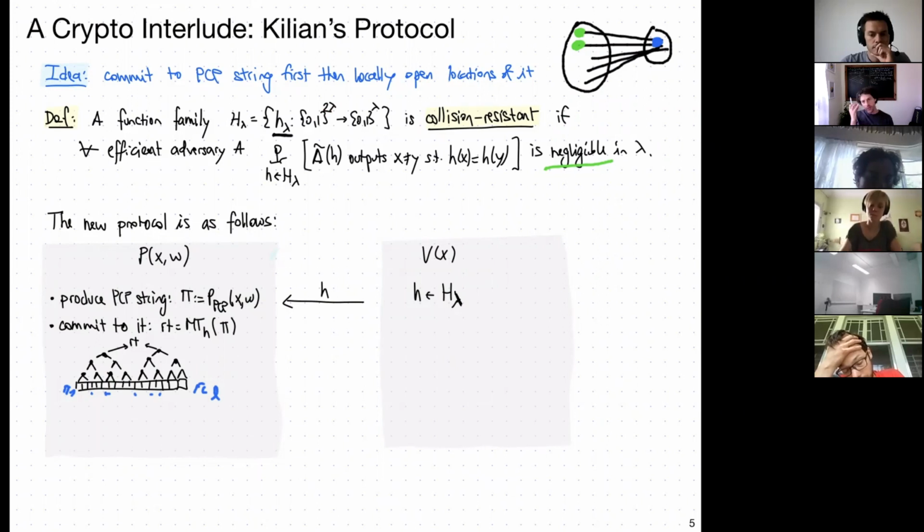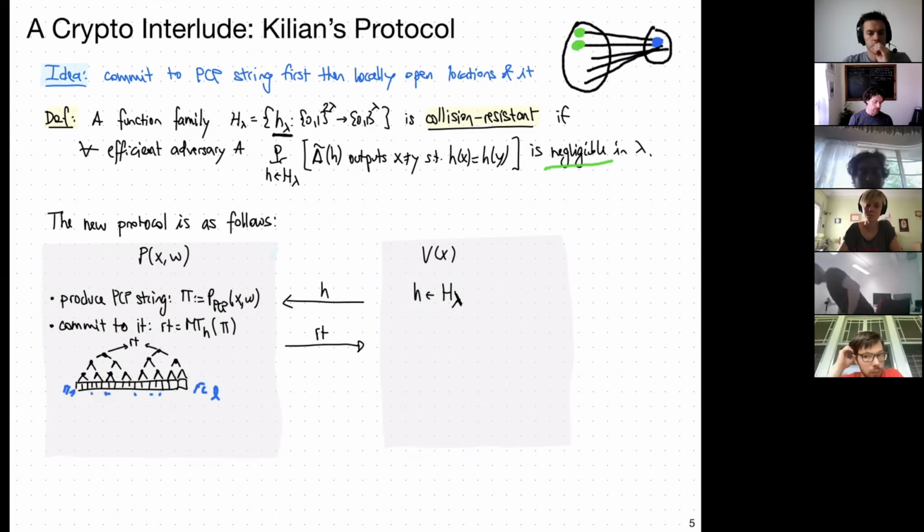And the intuition here is that if it's hard to find a collision, to find two cells that would get mapped to the same point, then it would also be hard to somehow change this string and still be able to reach the same hash of hash. But we'll see that in a second.